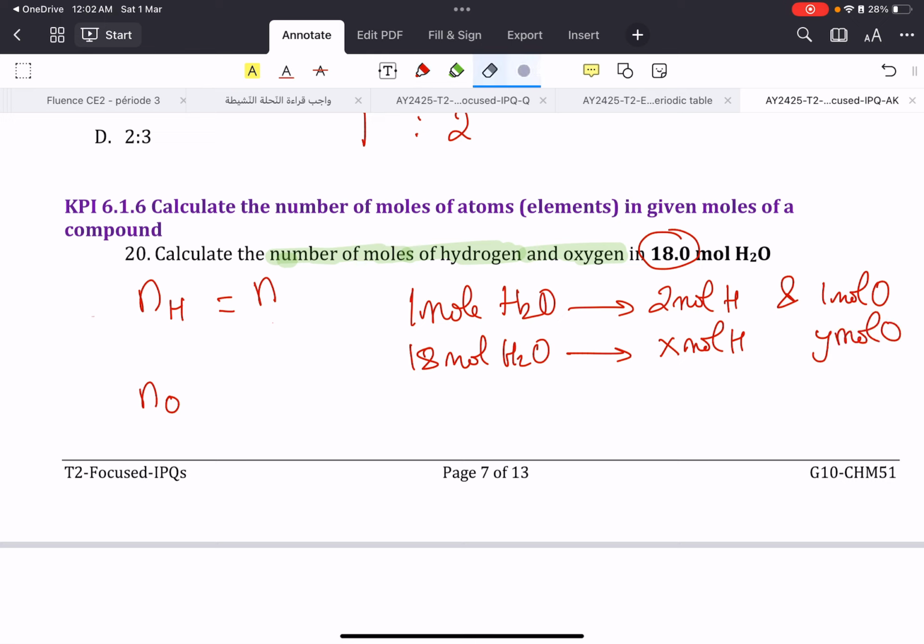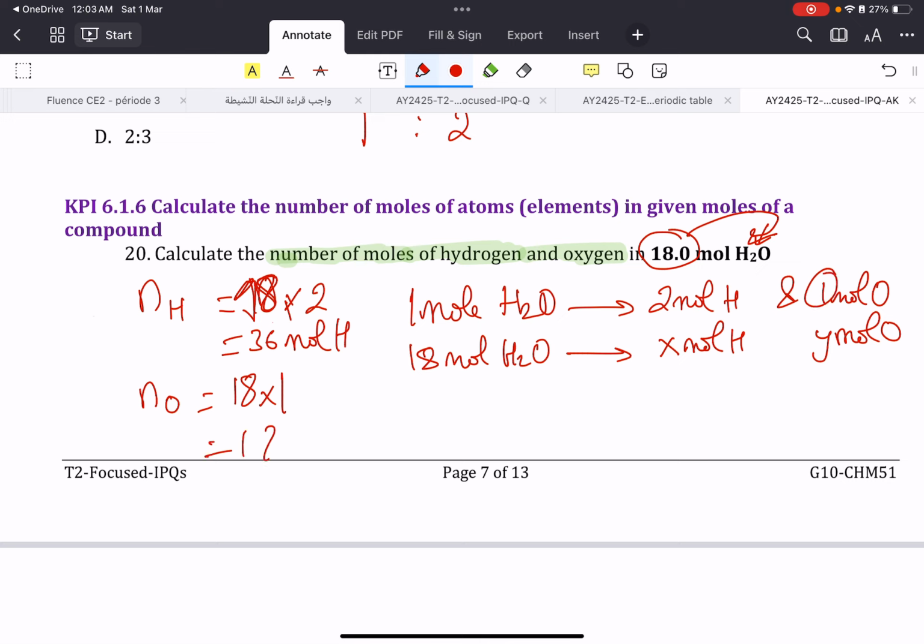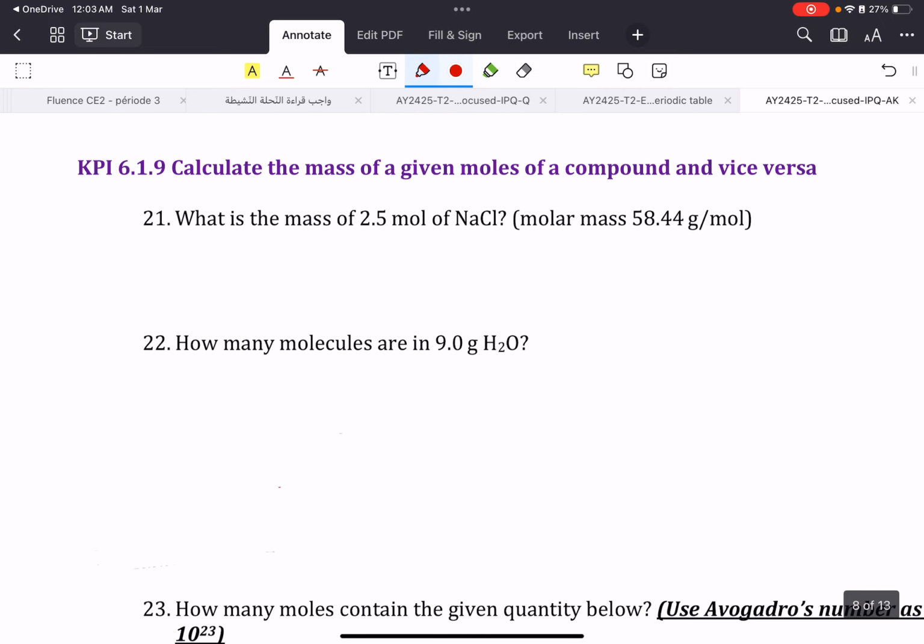It's 18 times 2. So here in this case, the number of moles of hydrogen is 18 multiplied by the atomicity of hydrogen, 2. That's 36 moles of hydrogen. And for oxygen, it's 18 multiplied by the atomicity of oxygen, which is 1. So 18 moles of oxygen. These formulas are to be memorized because they are not given in your exam.